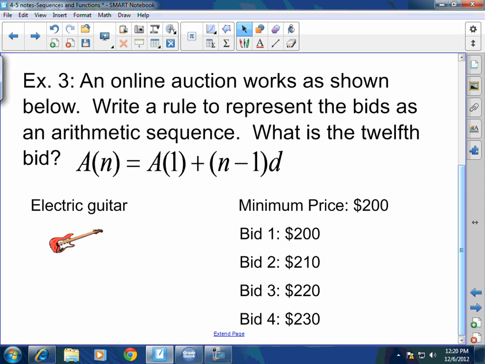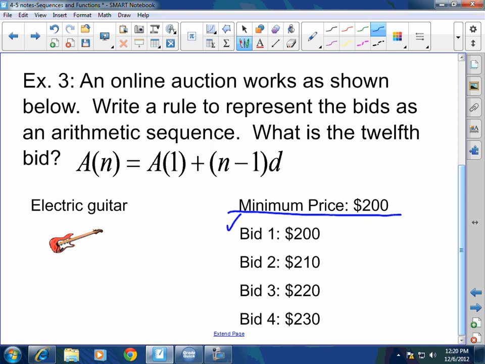The item that we're bidding on is an electric guitar, and they tell you that the minimum price is $200. So the first bid has to be $200. So we have bid 1, $200. Bid 2 is $210. Bid 3 is $220. Bid 4 is $230. They want you to write a rule for this arithmetic sequence. When you're writing this rule, you're going to need simply 3 pieces of information. First thing you're going to need is n. What term number are we looking for?